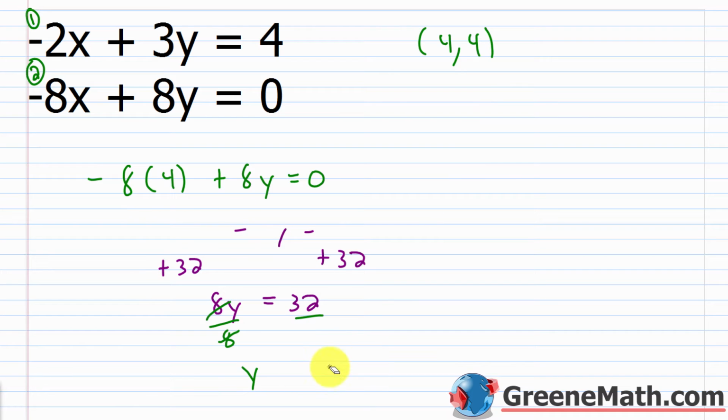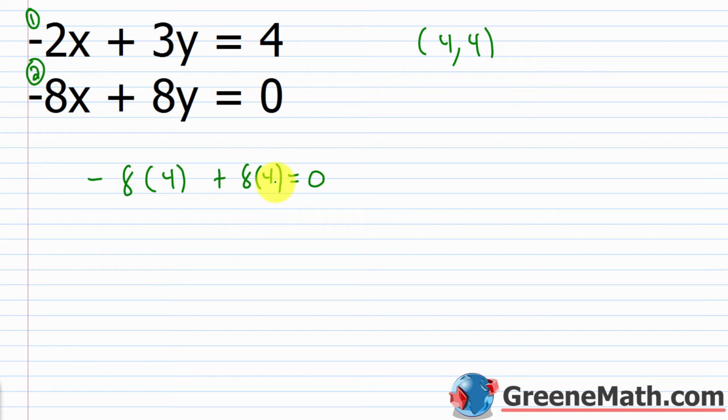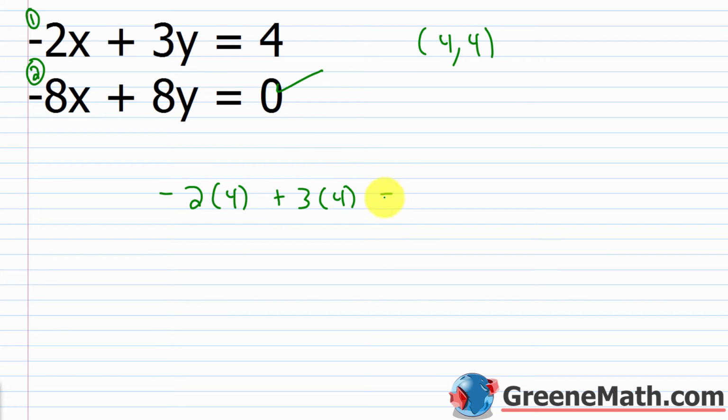Let me leave this up because it's going to make it easy for us to check. Let me just plug in a 4 for y real quick, and I'll check the second one. Negative 8 times 4 is negative 32. 8 times 4 is positive 32. Negative 32 plus positive 32 is 0, right? 0 equals 0. So we verified that one. For the first one, you have negative 2 times x, so times 4, plus 3 times 4, and this should equal 4. Negative 2 times 4 is negative 8, so you'd have negative 8 plus 3 times 4 is 12. This should equal 4. So you'd have 4 equals 4. So it works out there as well.